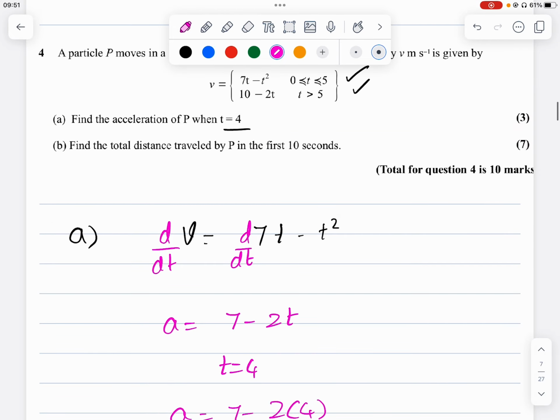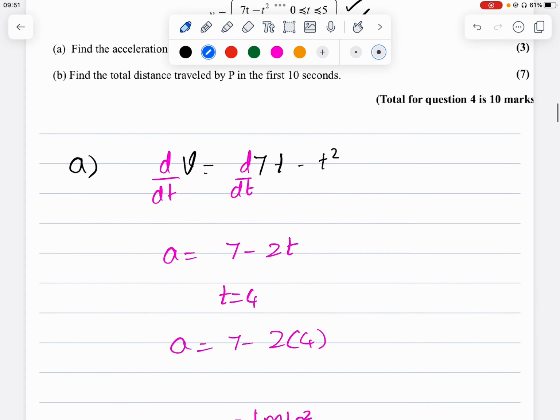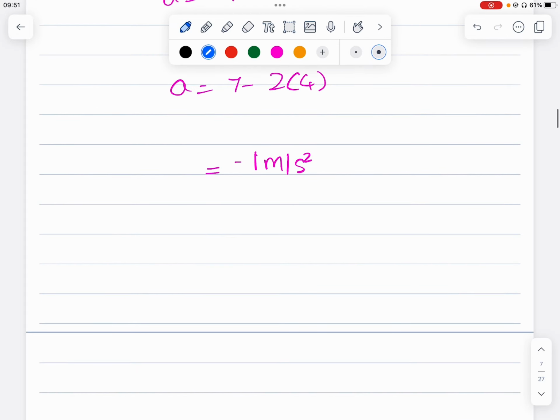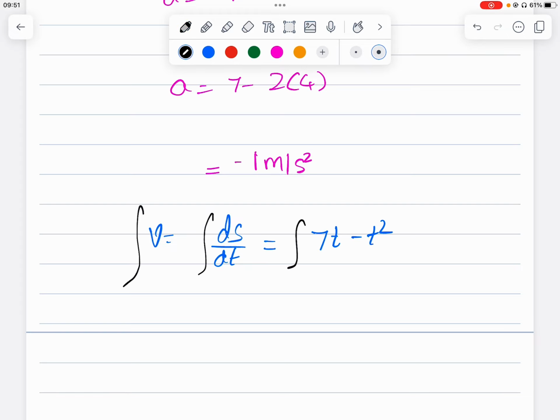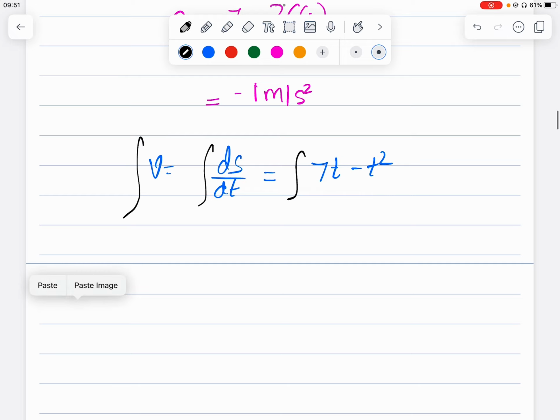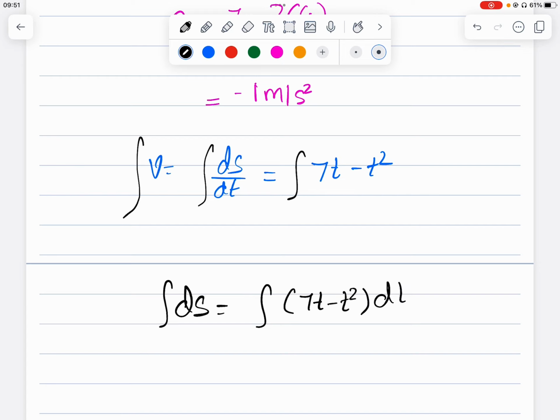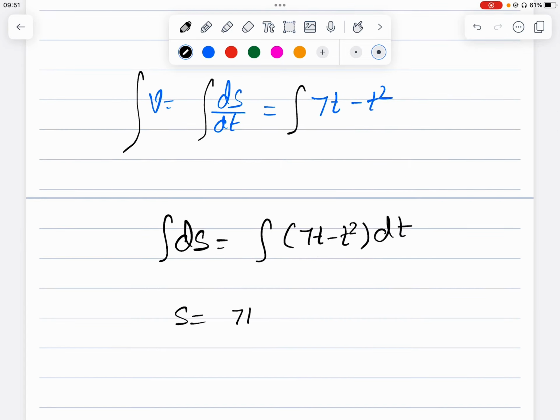For part B, total distance traveled in the first 10 seconds. So we know velocity is ds upon dt, which is nothing but 7t minus t square. I do the integral. So it becomes distance equals 7t square upon 2 minus t cube upon 3 plus c.